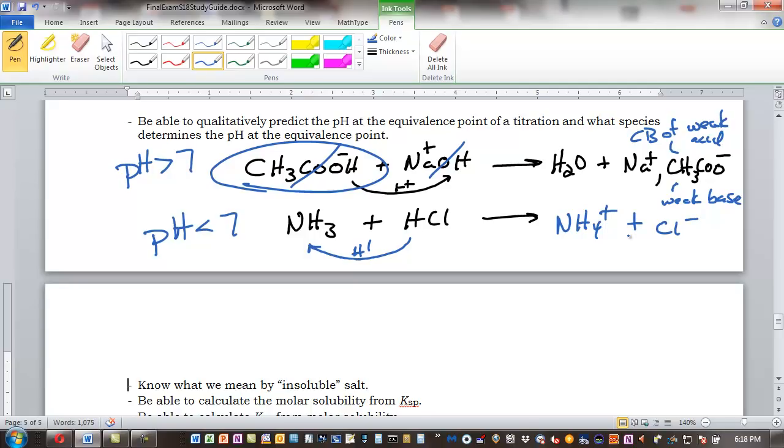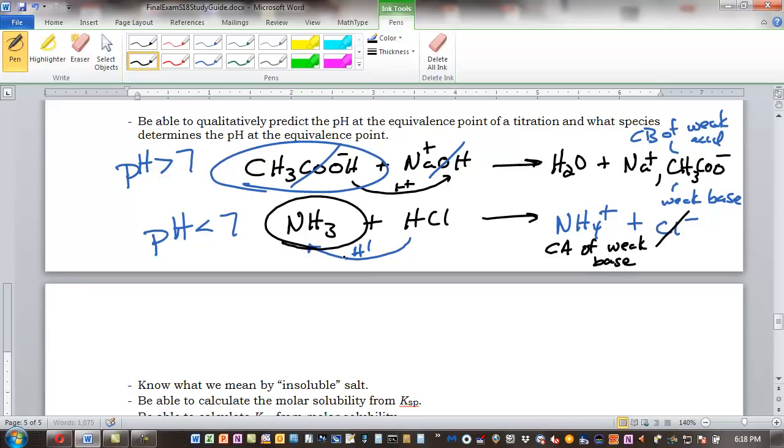What about Cl minus? No base strength. Conjugate base of a strong acid. Again, the stronger the acid, the weaker the conjugate base. So conjugate base of a strong acid has no base strength in water. What about NH4 plus? Conjugate acid of a weak base. Okay, so this is conjugate acid of a weak base.